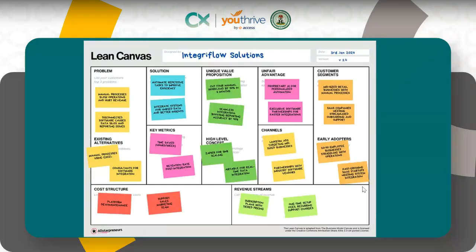But yeah, so here you can see problem, solution, unique value proposition, unfair advantage, customer segment, existing alternative, key metrics, high level concept, your channels, your early adopters, cost structure, revenue stream. So let me tell you guys something. If you can answer all of these questions on this lean canvas, you are set up, you're good.